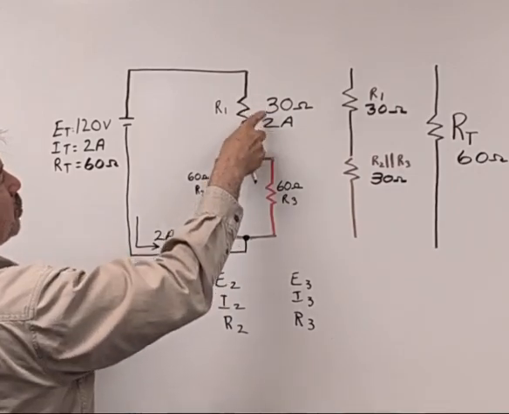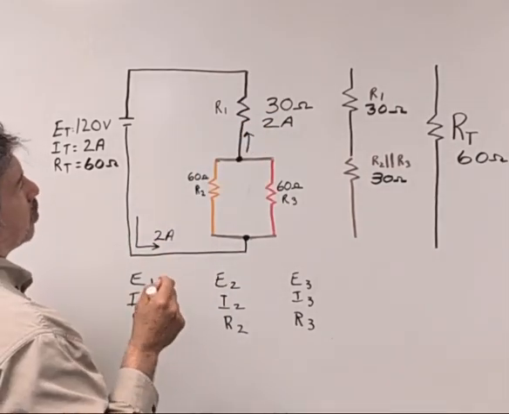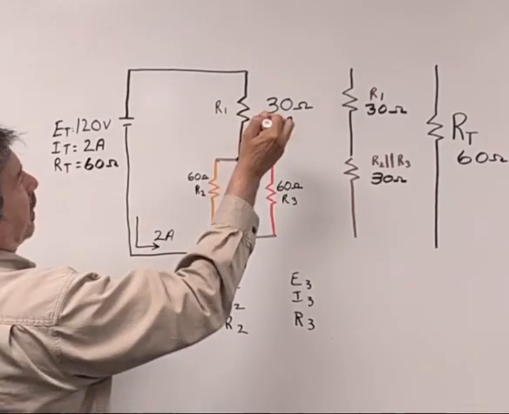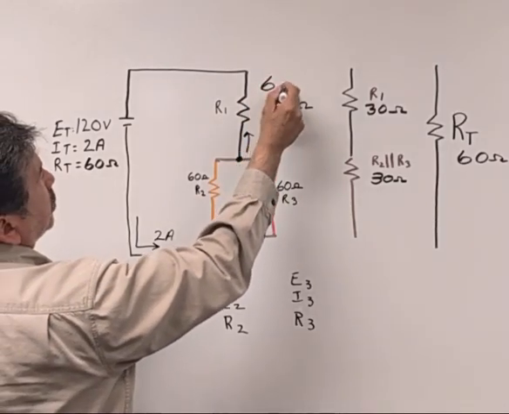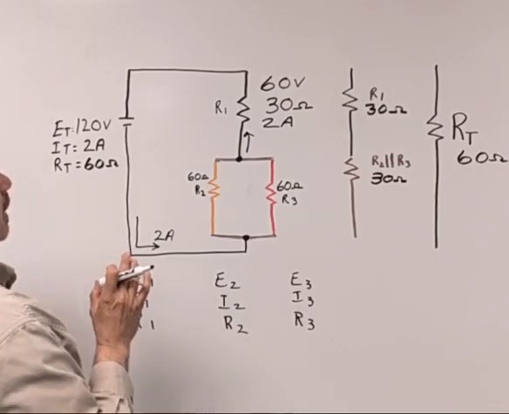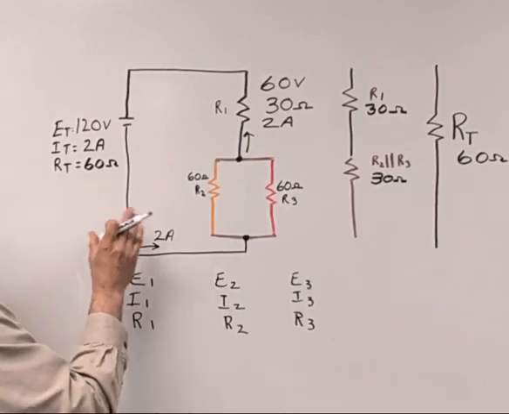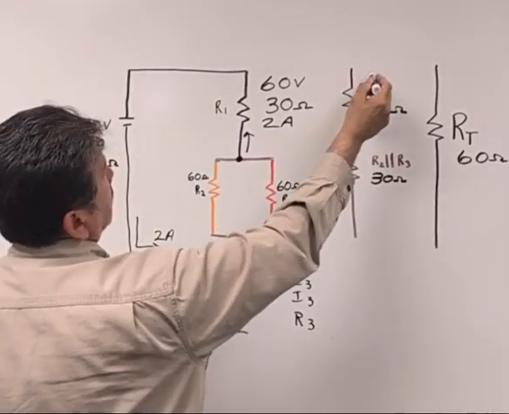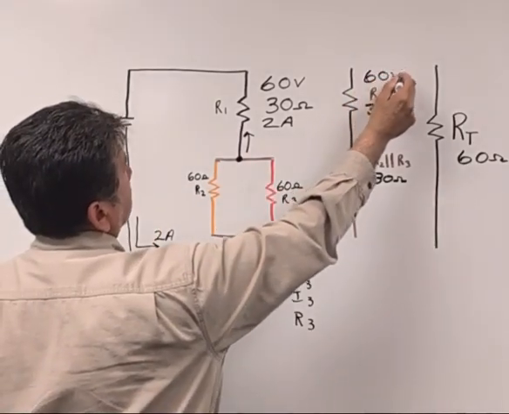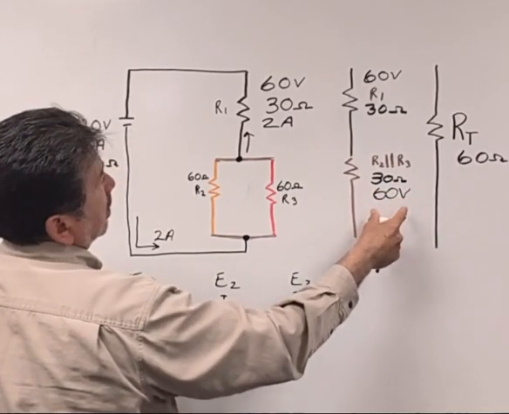So now I have two factors of Ohm's law. I know that E equals I times R. So I have 60 volts being dropped at that resistor. And I know that the sum of the voltage drops must equal the applied voltage. So if I have 60 volts here, I must have 60 volts here.